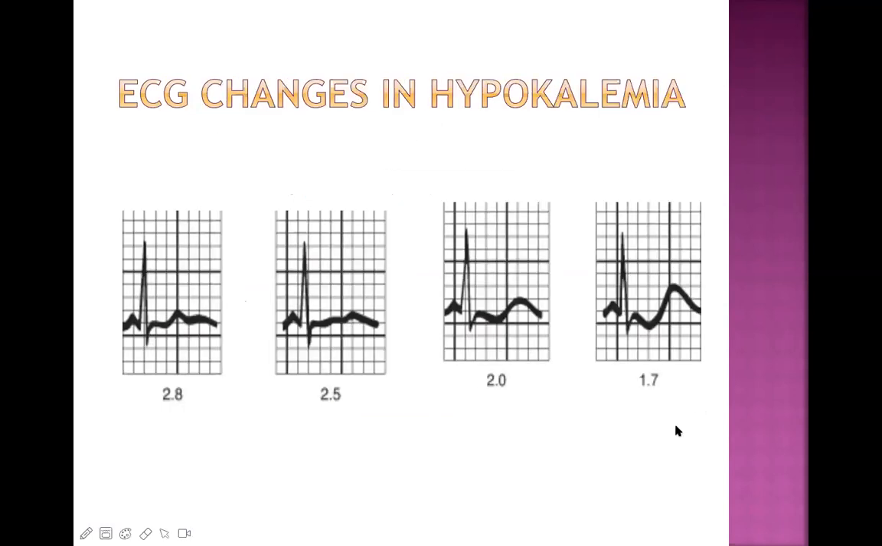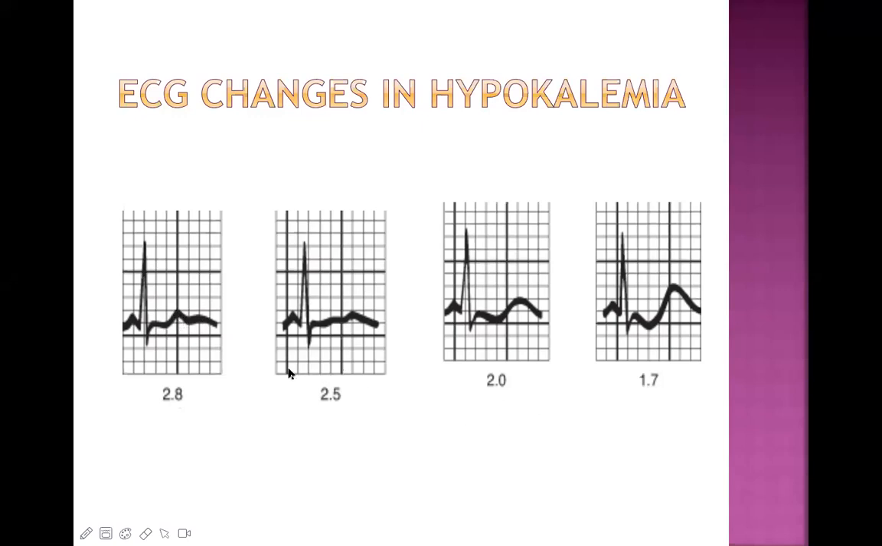Now, what are the ECG changes in hypokalemia? Let's see some of the ECG tracing. When it is less than 3.5 milliequivalent per liter, we call it hypokalemia. So in this picture, the potassium level is 2.8. See there, just a slight bulge of the U wave can be seen. Still, I can trace the T wave here.